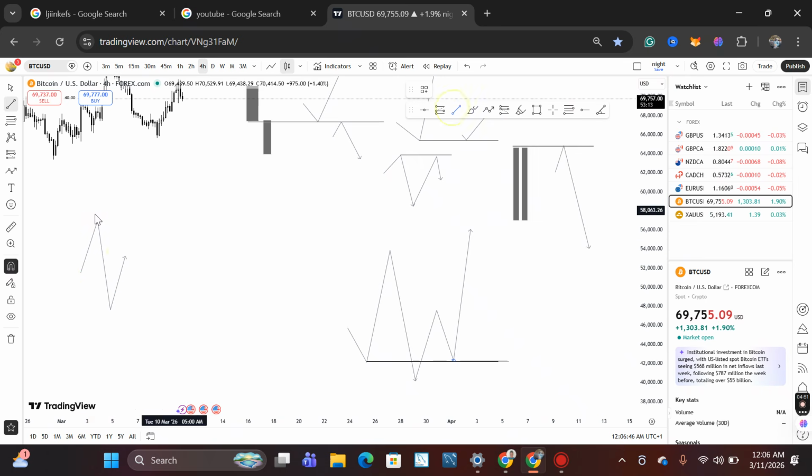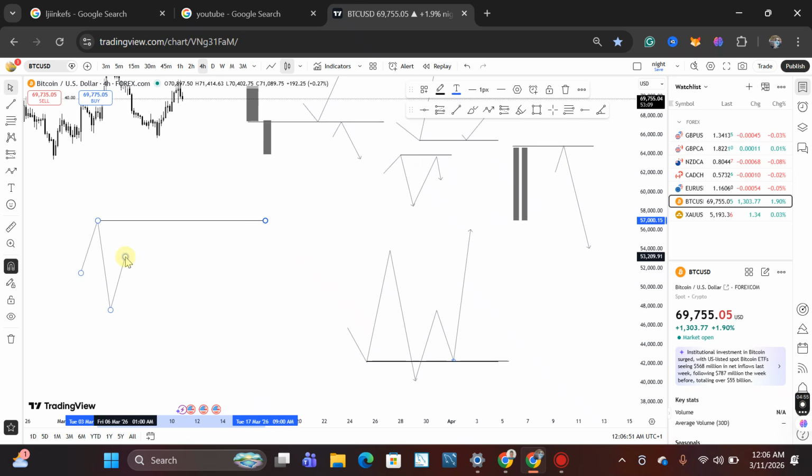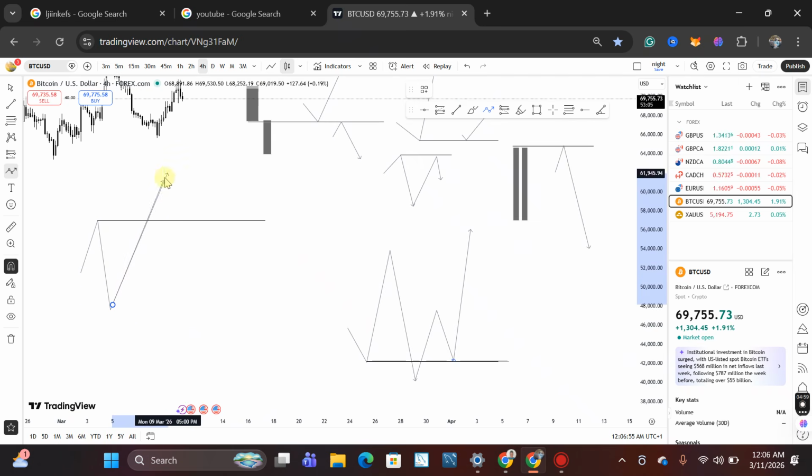You have a key level here. It is an A shape key level. Market taps into it, invalidates it.